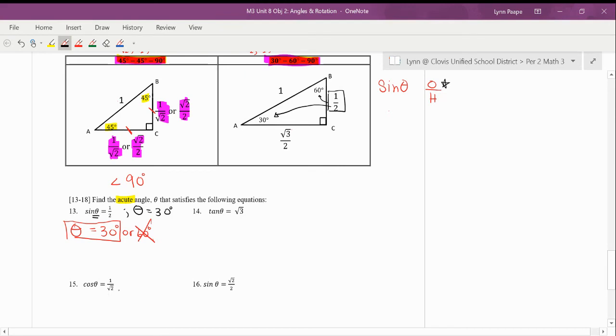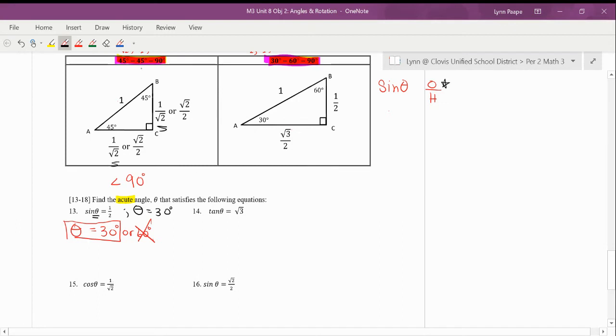All right, so the first thing I need to do is figure out, okay, what triangle should I be working with? That should be the first thing that I'm looking at. So when I look at this question here, 15, it says cosine of theta is equal to 1 over the square root of 2. So if I look at the two triangles, I'm looking to see what triangle has a 1 over square root of 2? And that would be this one right here.